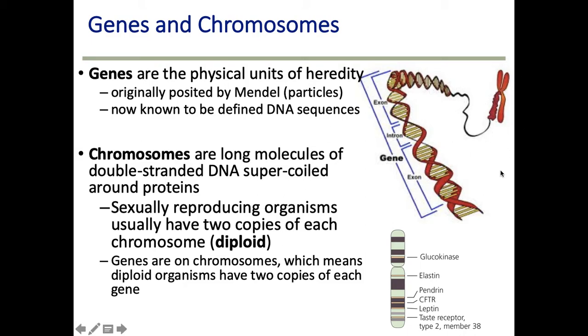Chromosomes are shown here. There are these big molecules of double-stranded DNA supercoiled around proteins. So they're all clumped up and spun together to make up these big chromosomes. And sexually reproducing organisms usually have 2 copies of each chromosome, so they're diploid. And the genes are on the chromosomes, which means the diploid organisms have 2 copies of each gene.